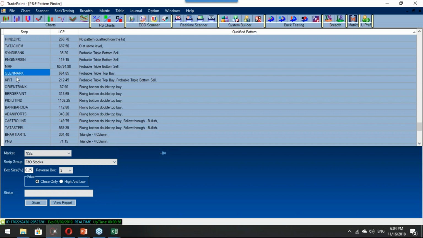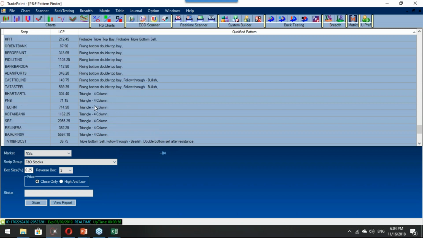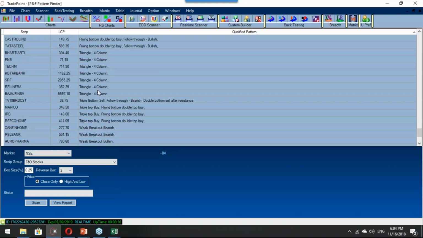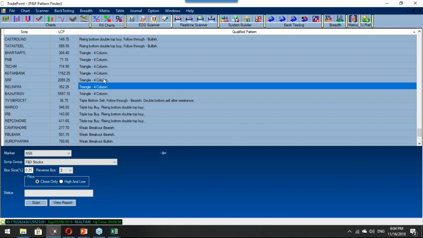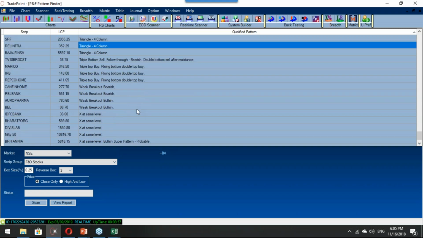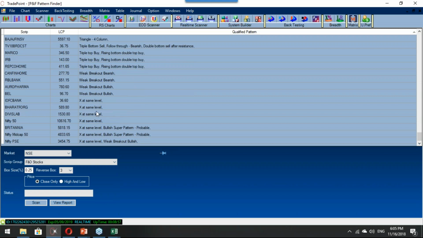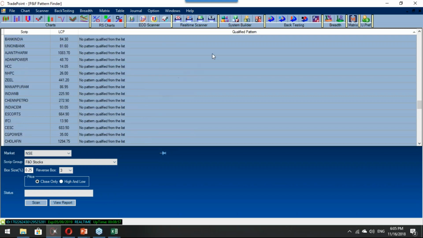Whereas probable triple top buy is Glenmark. What else? And triangle four column is something that you can focus on. Again, these are candidates which are potential breakout candidates. In any case, you can use the P&F matrix and identify these candidates because the score is going to be zero there, right? So a triangle is not a big deal as far as this particular scanner is concerned, because we can easily identify the triangle candidates from the P&F matrix. So X at the same level again is something that I'll be interested in. So I am sure you get the idea, right?